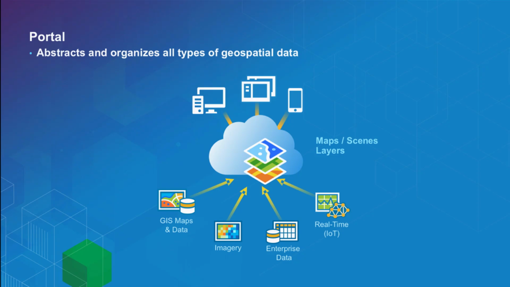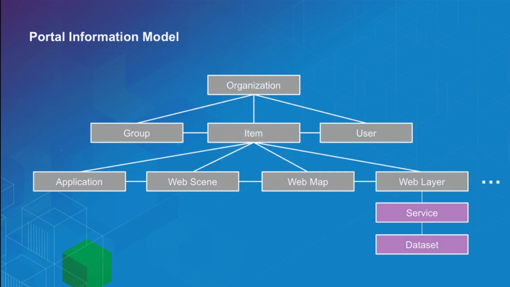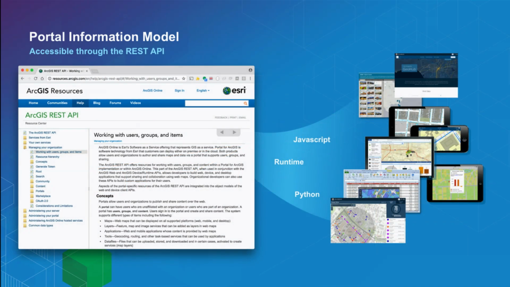The portal abstracts all kinds of GIS content, and it does this through something that it calls a portal information model. And at the heart of this model is the organization. Inside the organization, there are groups. Groups contain items. Those items are created by and belong to users. It's a very simple model, and it's exposed to developers through a REST API. And that's where things like the Runtime and the JavaScript API and the Python API use the REST API to bring the portal to your applications.